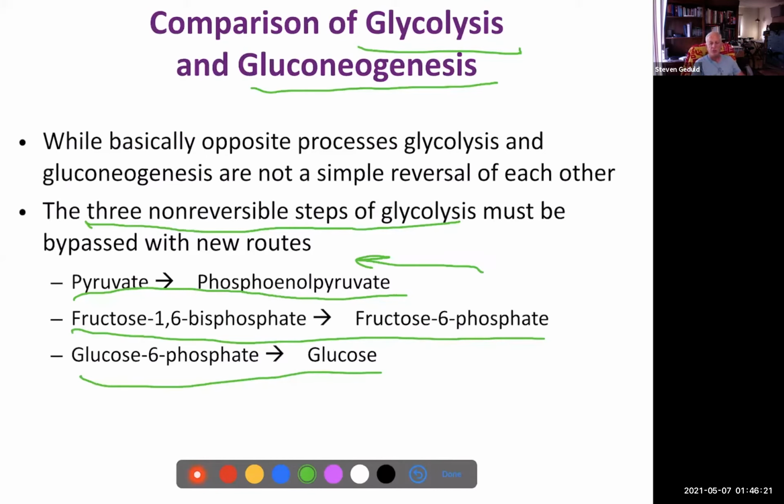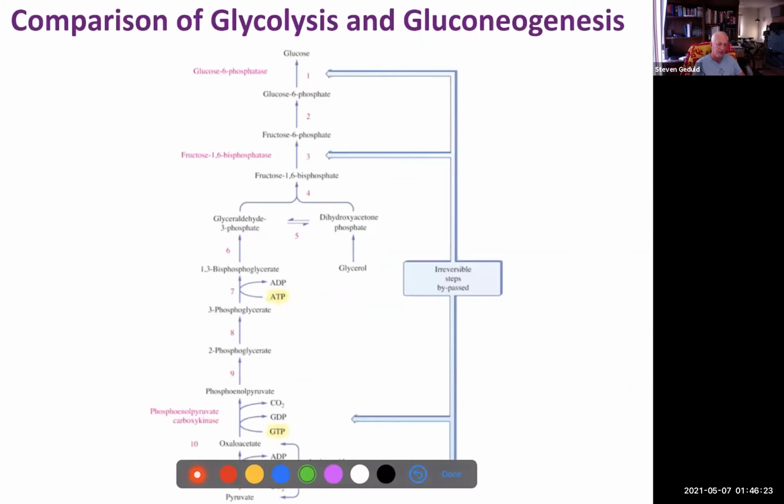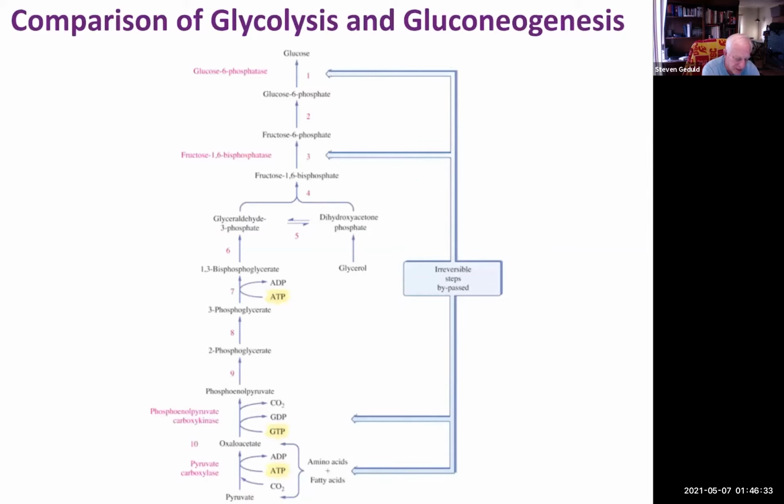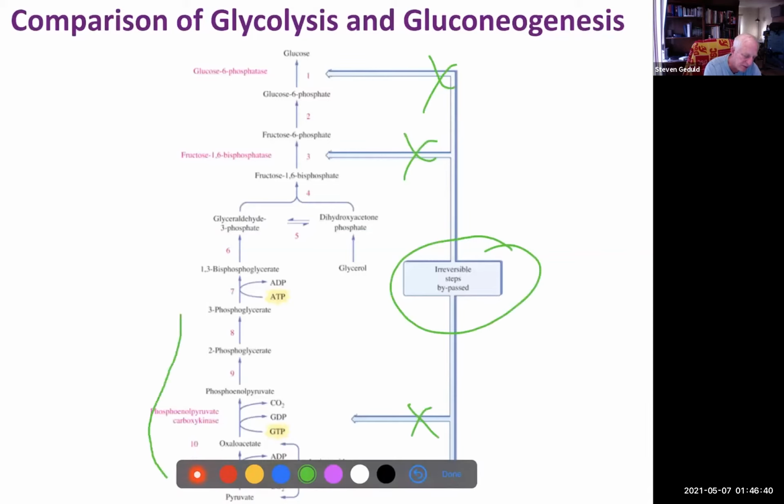So now I have to make up new steps. The body has to do that. So these are your irreversible steps that you bypass: step 1, step 3, and step 10. So you can see you can't back up in those reactions. Now we're going to have something different going backwards. We're going to run different reactions to go backwards, and you can use different enzymes for those to occur.